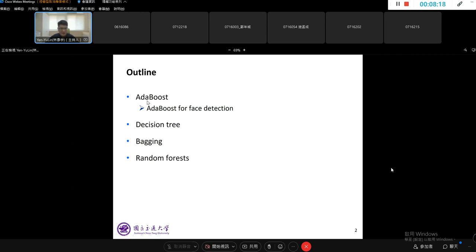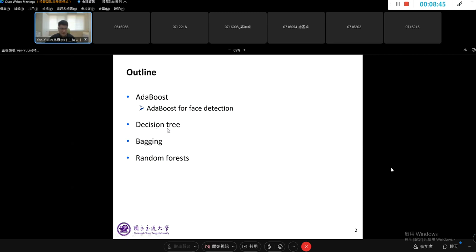After talking about AdaBoost, I would like to share with you one important application in my research area, face detection. We will show you how to use AdaBoost to carry out the first real-time face detection in the literature.